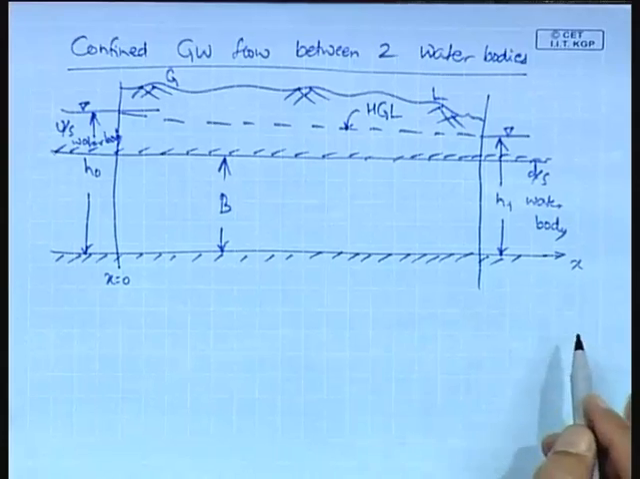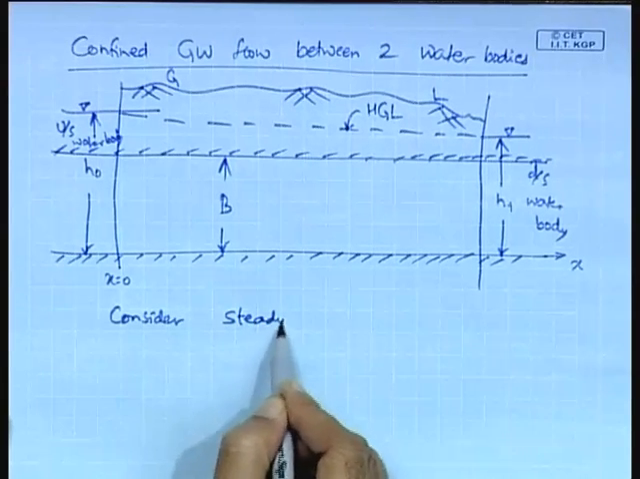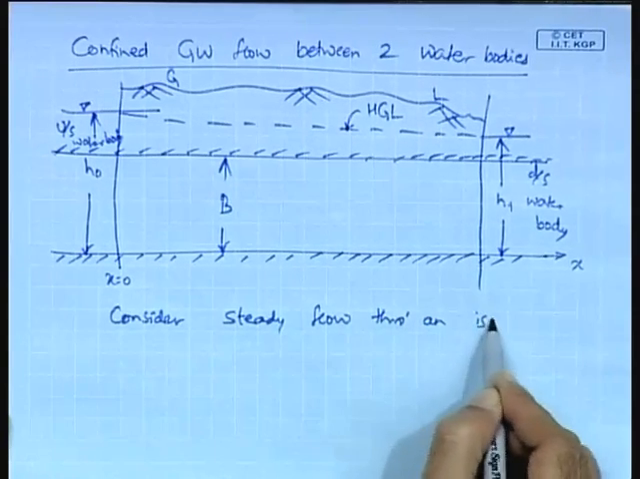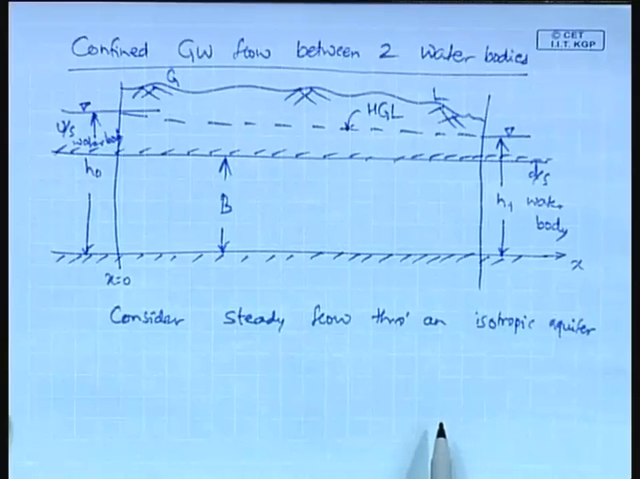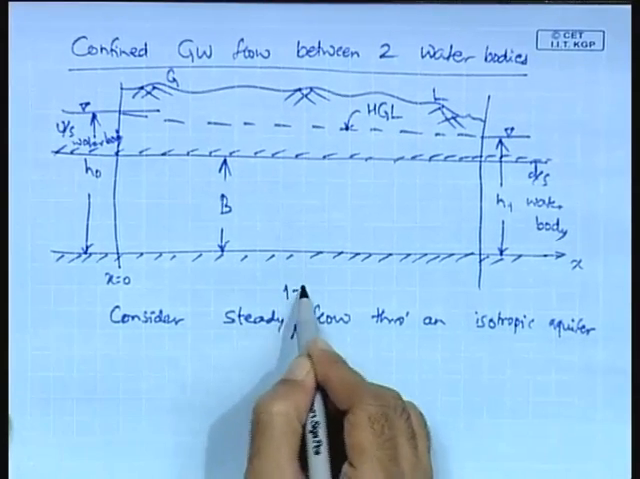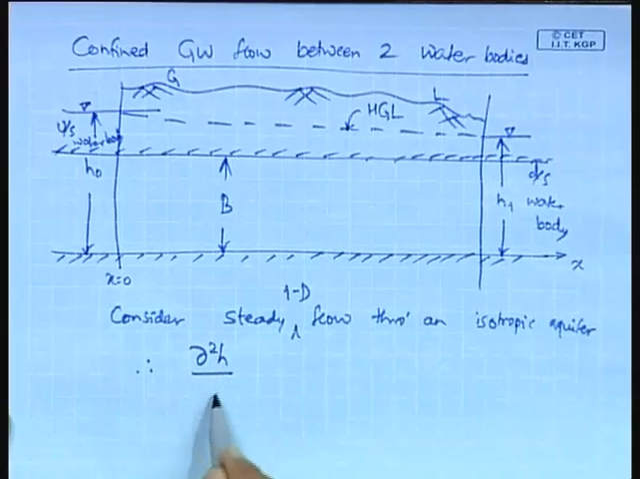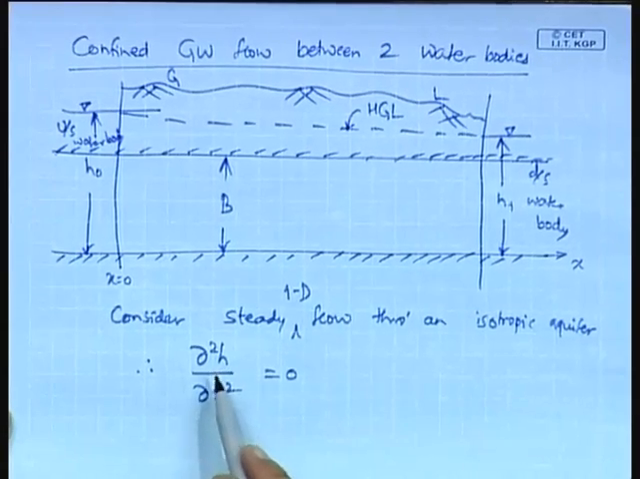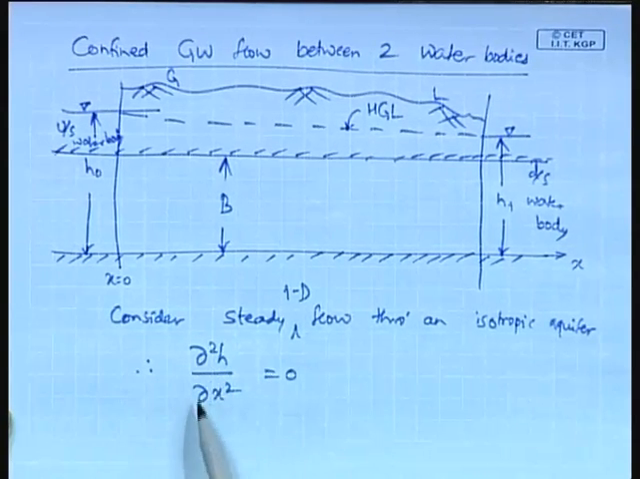And so, in this case, obviously, consider steady flow through an isotropic aquifer. And in this case, the flow is one dimensional. So, therefore, the governing equation will be d square h by d x square is equal to 0, because the flow is only in the x direction. So, d square h by d y square as well as d square h by d z square will be 0. So, this is the governing equation.